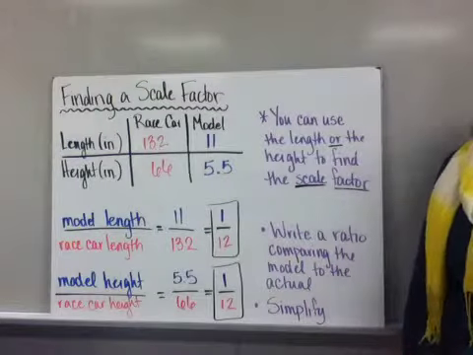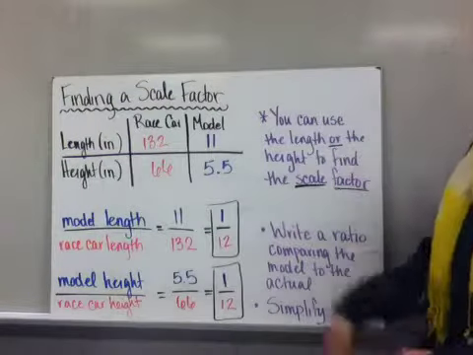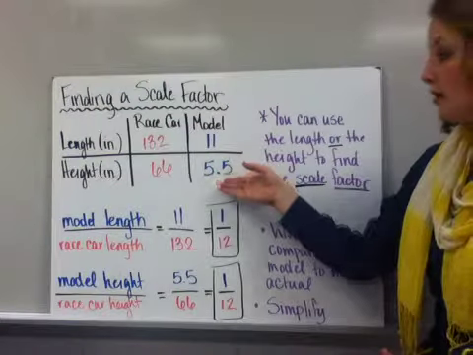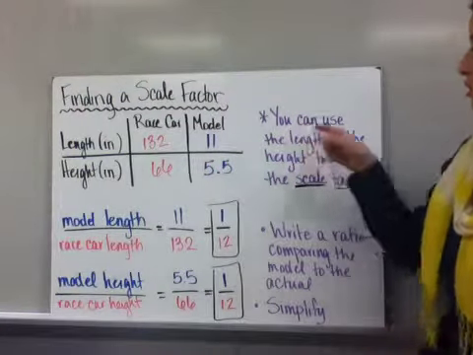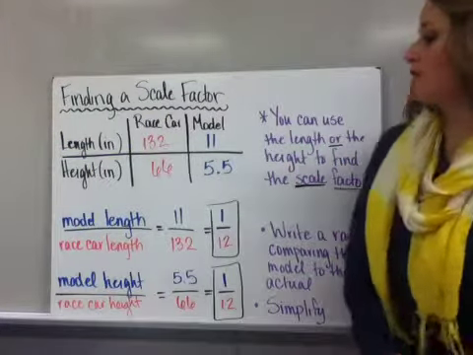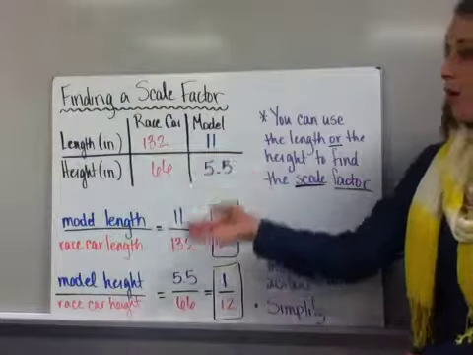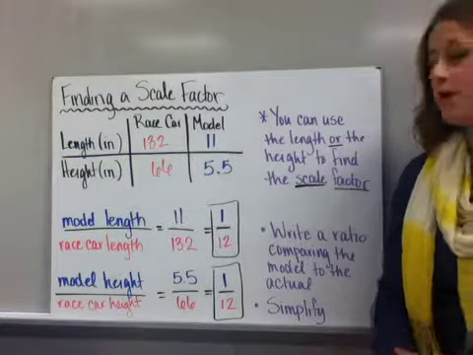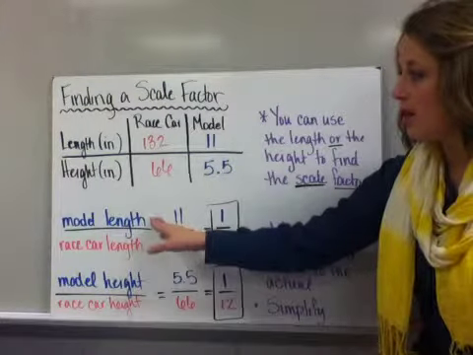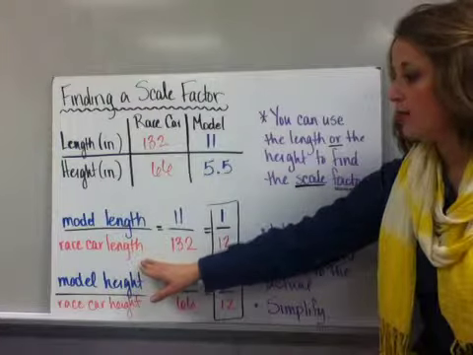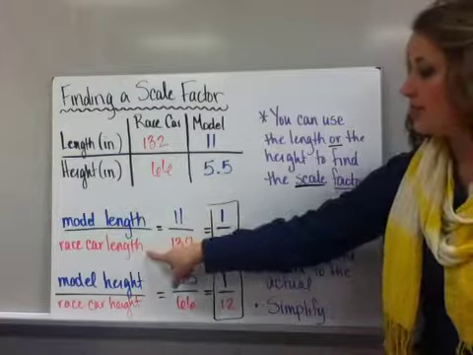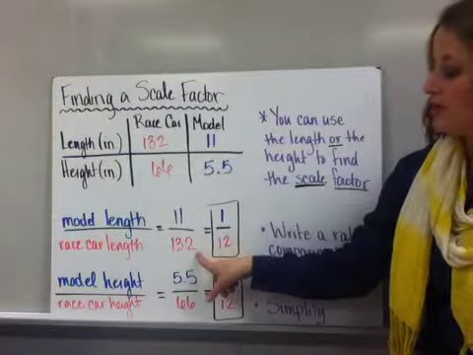So first let's examine how to find a scale factor. So here we have dimensions of a race car, and then we have the dimensions of a model of that race car. You can use the length or the height, either one, to find the scale factor. So I'm showing you how to do this with both dimensions, but you only have to have one of them. I've color-coded it to keep things straight. I'm putting the model length on top and the race car length on bottom. The model length is 11. The race car length is 132.